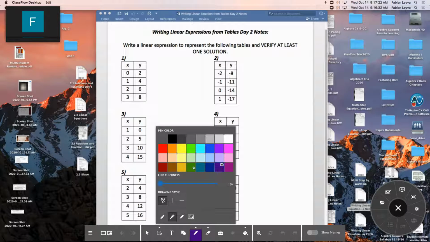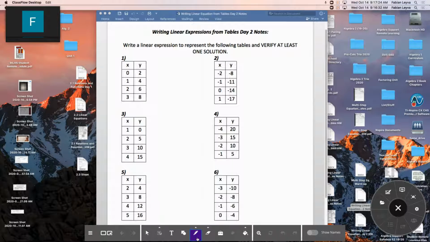Alright guys, so today's going to be our second day of writing linear expressions from tables. I still want you to be able to write a linear expression and also check at least one solution. So 1 and 2 are really just review, but I want to cover some misconceptions that a lot of students had. So if you guys remember, when you have tables, some are going to be linear, some are not.